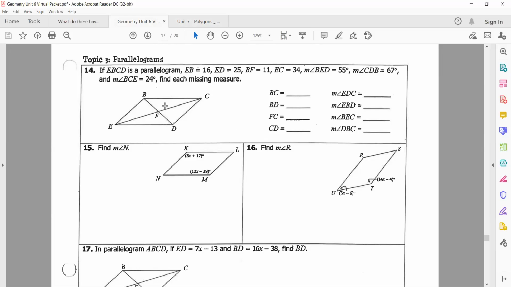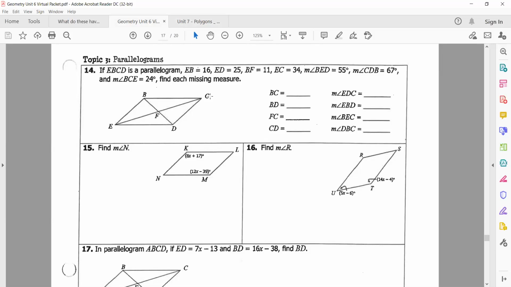The same thing here is what you're looking at to figure out the parts of EC. EC is 34. So how much is FC? It's going to be half of that, 17. I really haven't done any calculations here. All I've done is to try to use the properties.